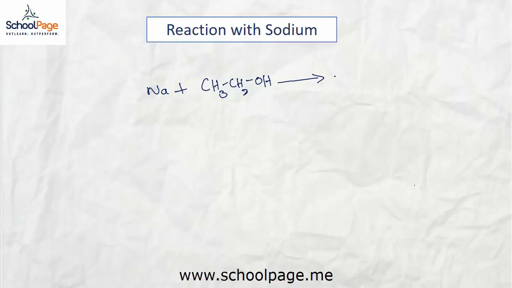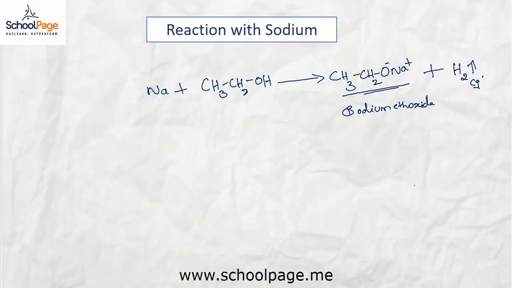So the reaction results in the formation of a salt called sodium ethoxide, which has the formula CH3CH2O minus Na plus. Now you can see this is a salt which is formed, which is sodium ethoxide, and along with this we can see the liberation of hydrogen gas. Now this is the reaction of sodium with ethanol.